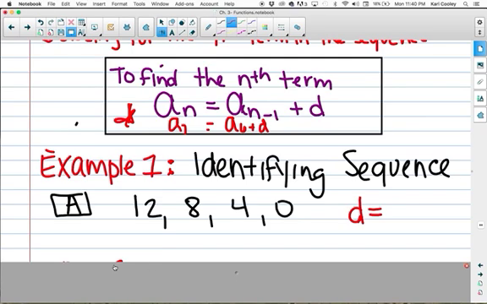So here, example 1, identifying sequence. I have 12, 8, 4, and 0. So what is my common difference?